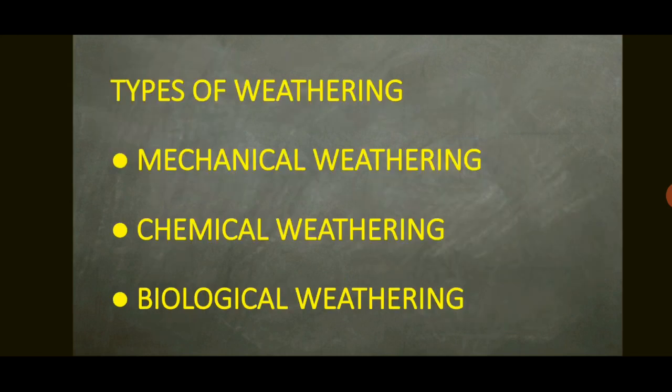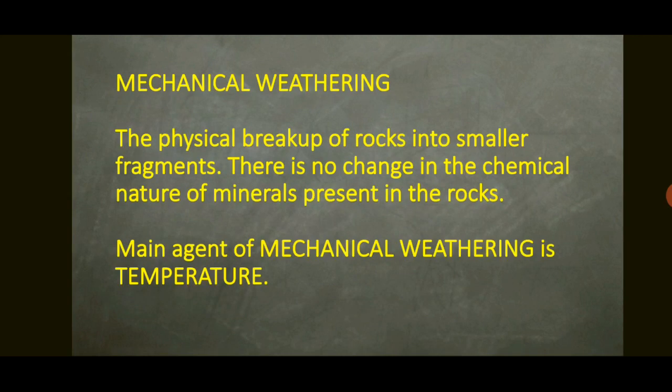Types of weathering: mechanical weathering, chemical weathering and biological weathering. Mechanical weathering is also known as physical weathering. In this, there is a physical breakup of rock into smaller fragments, that is, smaller pieces, and there is no change in the chemical nature of the mineral. Only smaller pieces of rocks form, but their chemical composition does not change.